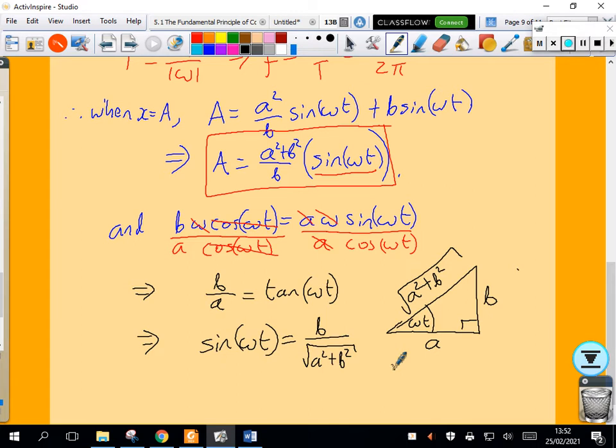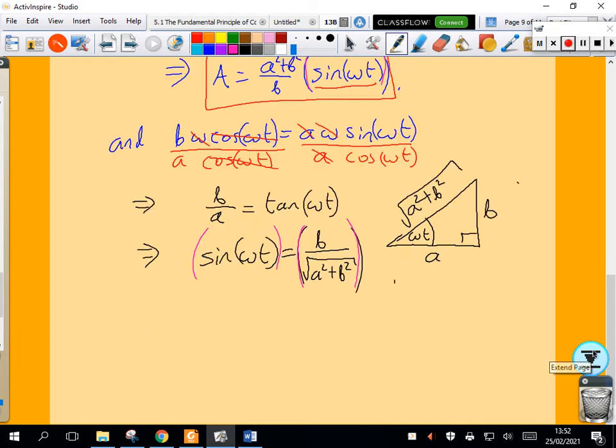Okay, so sine of omega t is going to be equal to that. I'm going to take that value for sine of omega t, and substitute it back into this equation which I found a moment ago. So the amplitude, we know when the velocity is 0, that the position is equal to the amplitude.